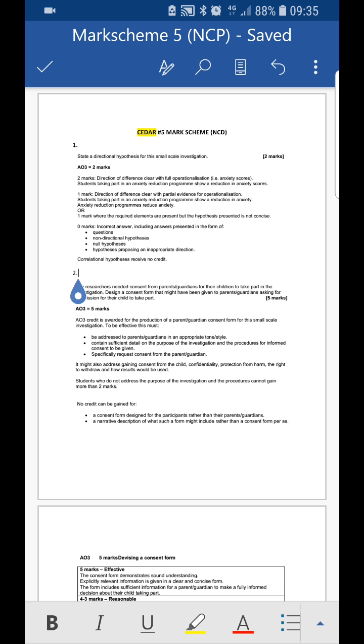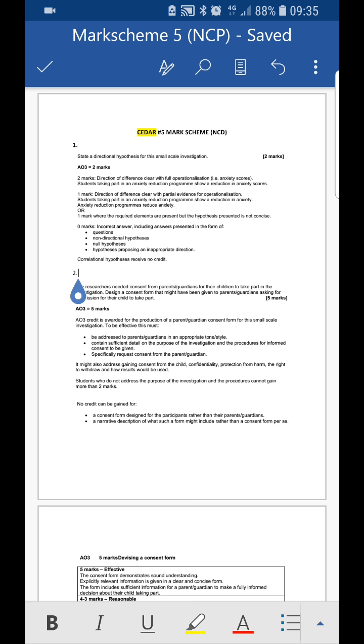You could have also got 2 marks for saying students taking part in an anxiety reduction programme will show a reduction in anxiety scores as long as you had that on the end, and then 1 mark for anything other than that answer. So anxiety will reduce after the anxiety reduction programme, but no reference to the scores. So it was really the reference to the anxiety scores being lower on that second occasion that got you those second marks.